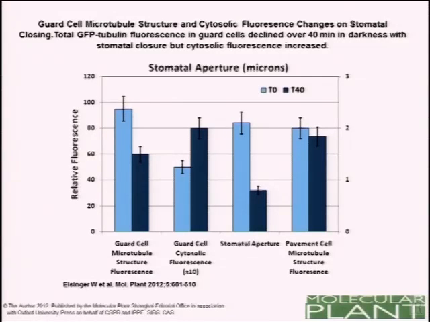There was a slight increase in guard cell cytosolic fluorescence, but notice that this is a 10-fold amplified to put it on this scale. So there's a real genuine loss, a major loss in fluorescence. In the pavement cells, nothing much happens. And again, as you induce them to close, and I believe it was ABA, you get a decrease in stomatal aperture.